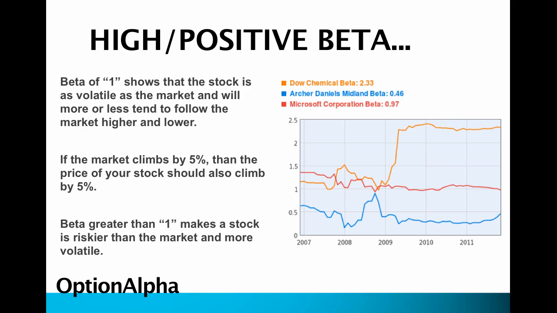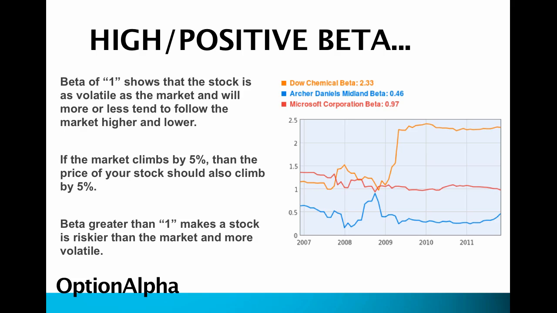So when we talk about high or positive beta, a beta of 1 shows that a stock is as volatile as the market and will more or less tend to follow the market, right? A beta of 1 means it's equal to the market. For the S&P 500 index, a beta of 1 stock would be the SPY, its correlating ETF. It's going to follow the market pretty much in lockstep. If the market climbs by 5%, the price of the stock is also going to climb by 5%. Again, this is a beta of 1.